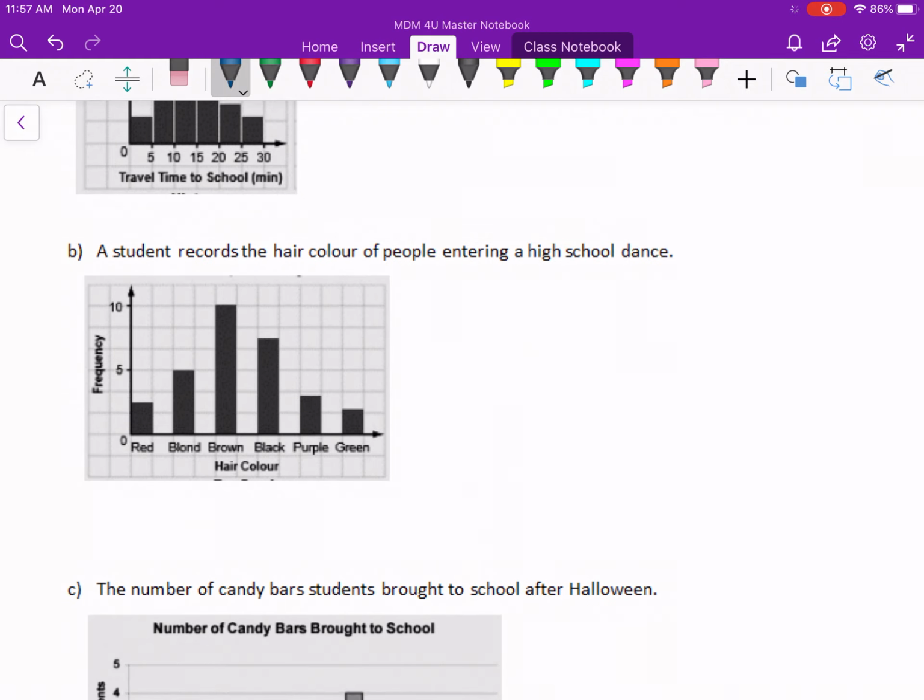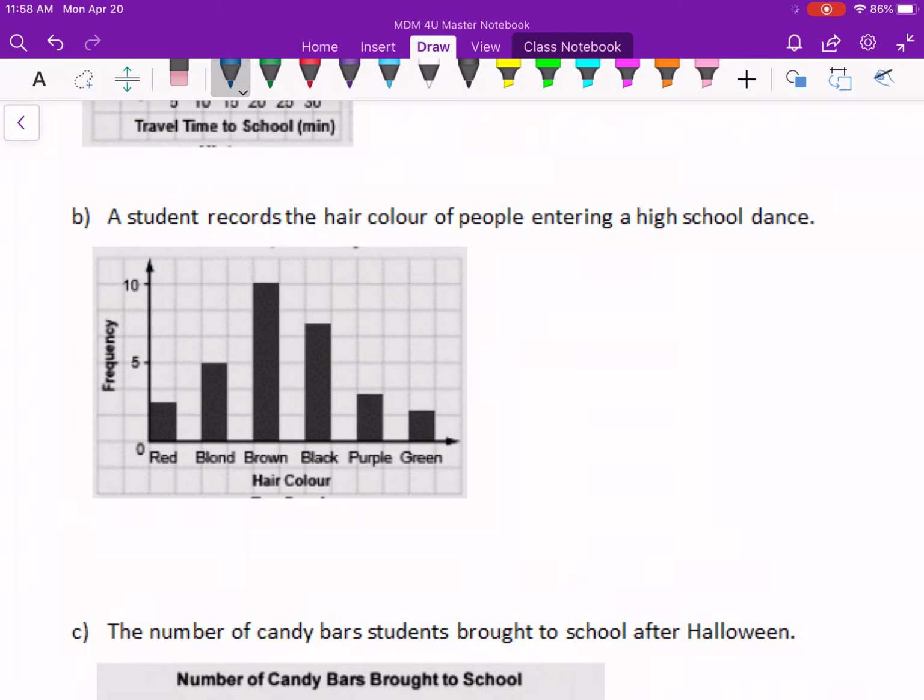A student records the hair color of people entering a high school dance. Okay, well, first question then is this numerical or categorical? No numbers involved. Well, there are numbers involved. If you look at the graph, we can clearly see that some 10 people with brown hair come in and 5 people with blonde hair come in. But that's not really what we mean by numerical.